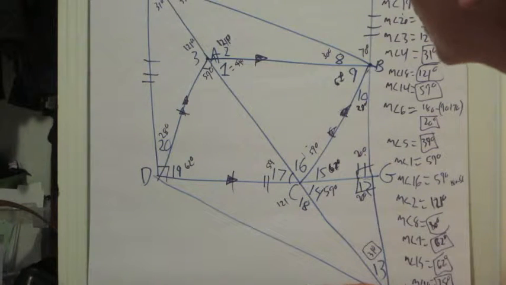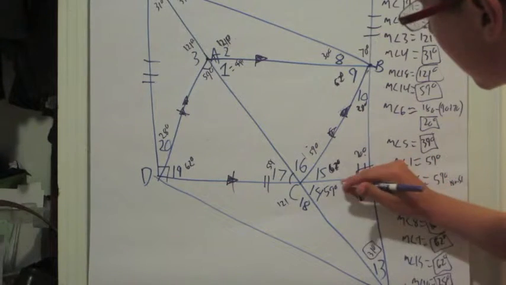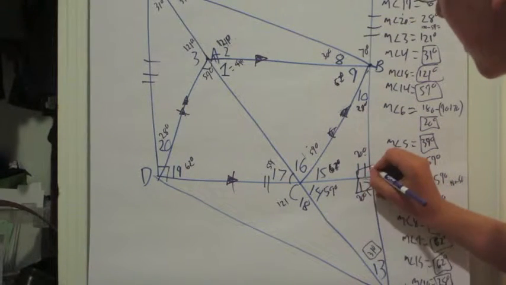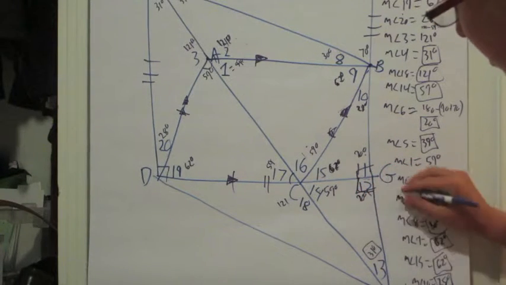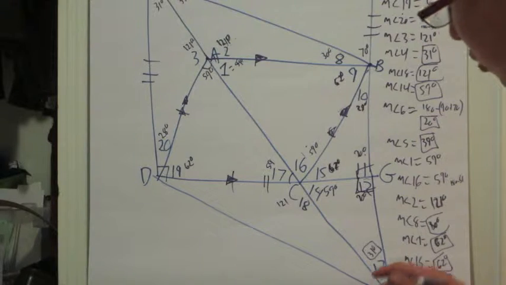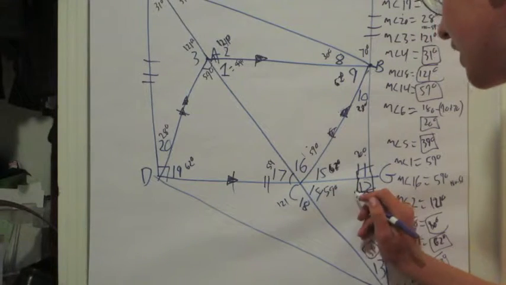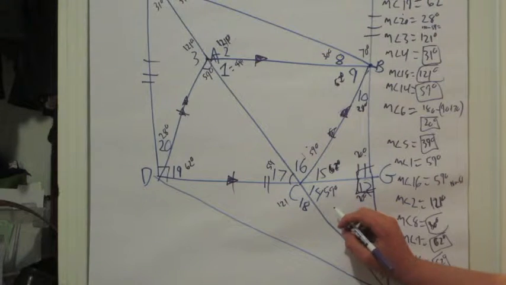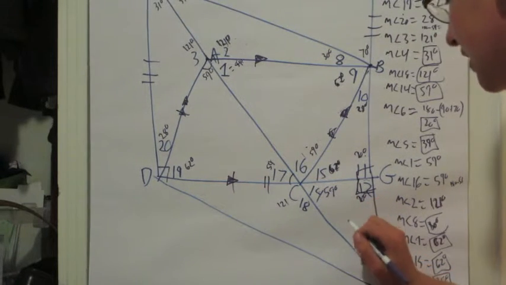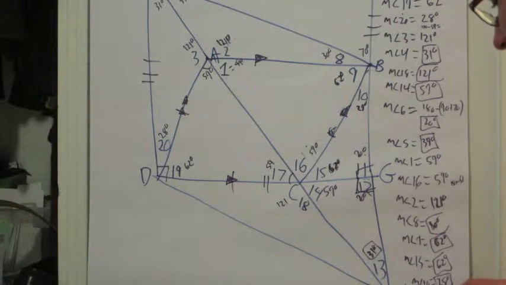The measure of angle 12 would be 90 because if this angle is 90, this angle would also have to be 90. So this would be 90 degrees, this measure. So then to find 13, you would take the measure of 14 and the measure of 12, so 59 and 90, and you do 180 minus 59 plus 90 to get 31 as the measure of angle 13.